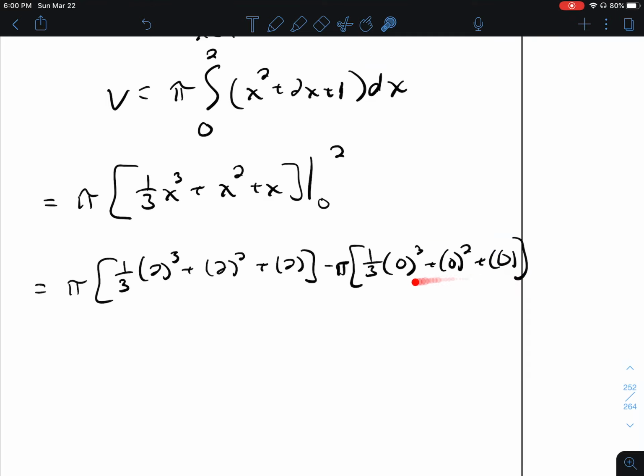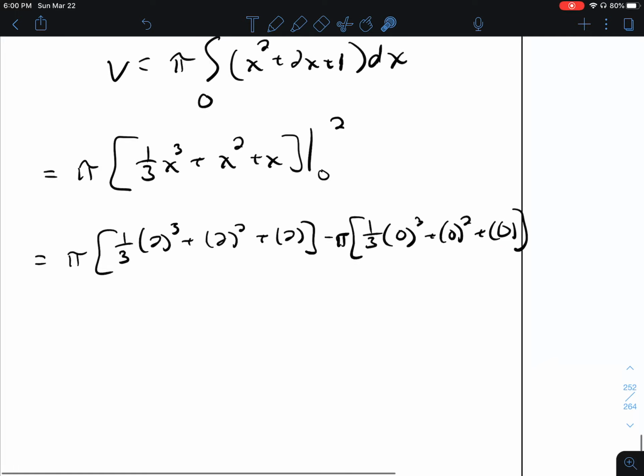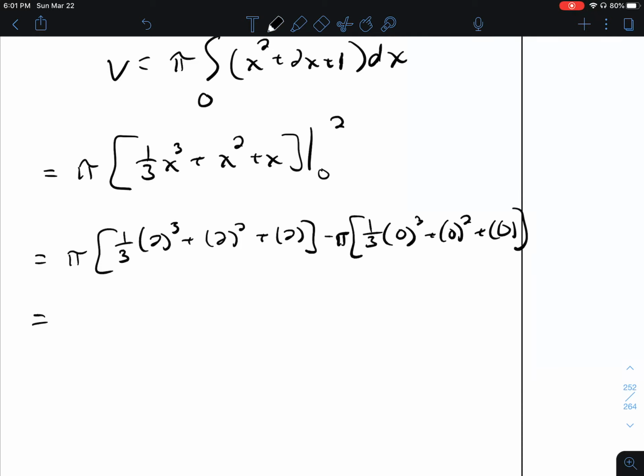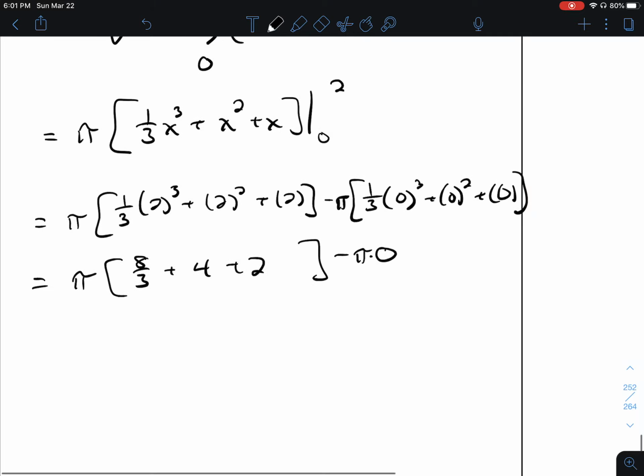Now this whole thing's going to end up being 0. Get 0 cubed times 1/3, 0 squared, and we got 0. So it's going to be pi. This over here is just going to be 0 times pi. We're going to have 2 cubed is 8 times 1/3 plus 4 plus 2.